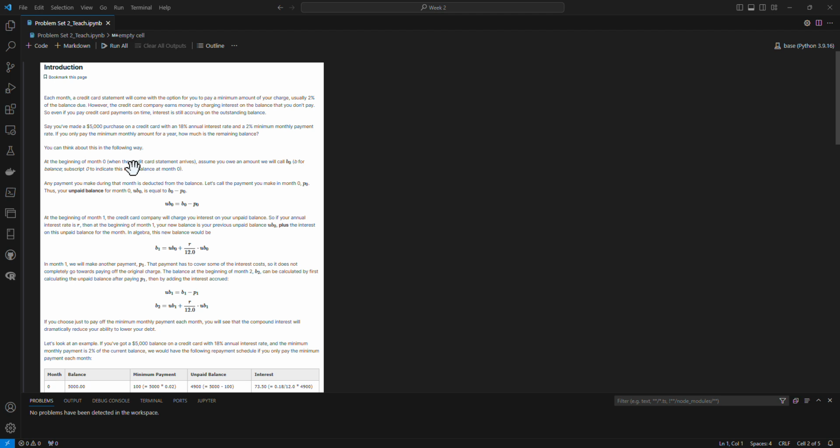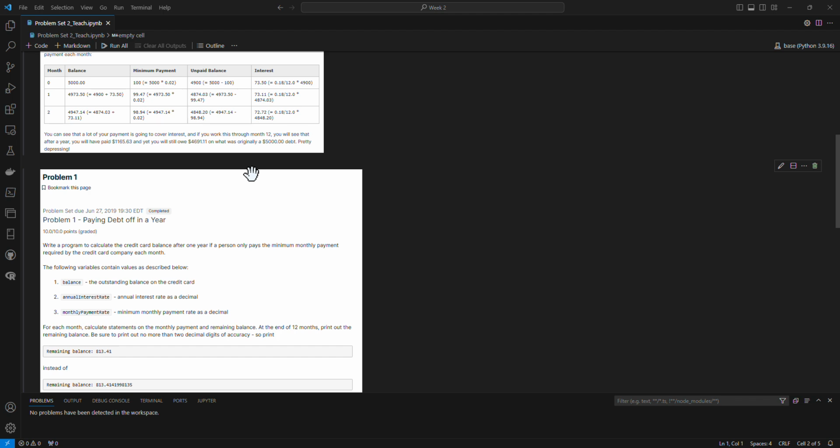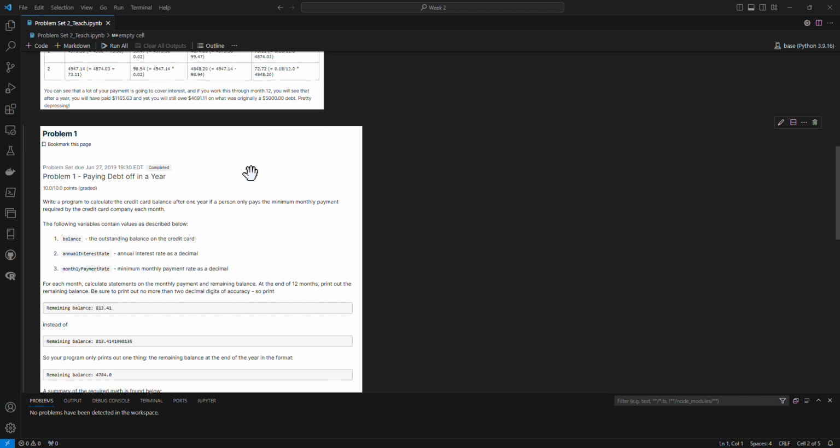What we need to do is create our first problem, which is paying debt off in a year. That's the name of the problem we have. And the given variables we have are balance, annual interest rate, and monthly payment rate. Here are the three things that are given.